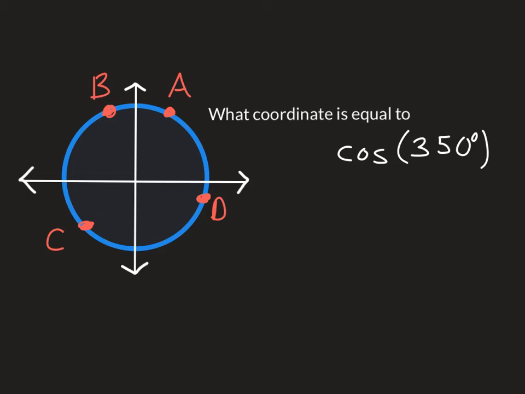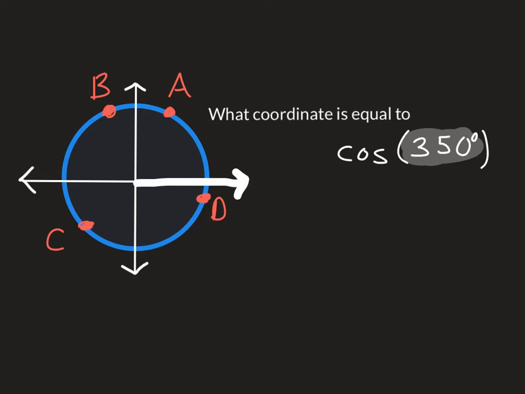Here's another example. We want to know what coordinate is equivalent to the cosine of 350. So again, first of all, I'm going to consider this angular measure of 350. We want to make sure that we know where my starting position is. That starting position is going to be on the x-axis in the positive direction. And I'm also going to be going up and left in a counterclockwise fashion.